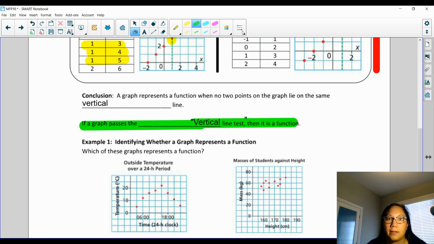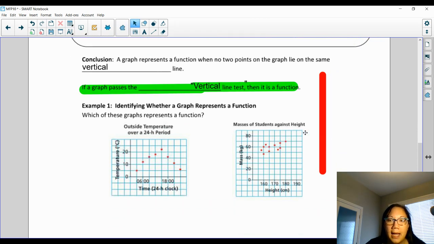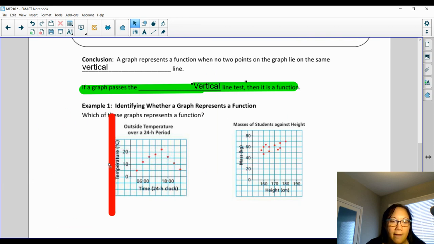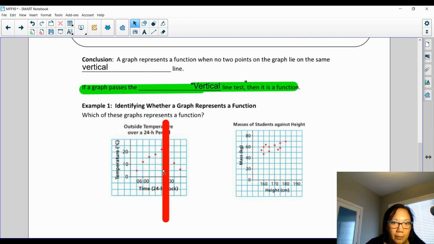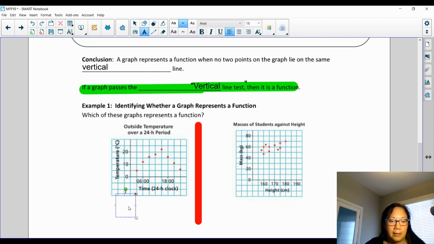Do these graphs represent a function or not? So I'm going to bring out my trusty little pencil here, and I'm going to scan it over this first graph and see if it ever hits more than 1 point at the same time. No, just 1, 1, 1, 1, 1. So that one is okay. So yes, that is a function. So I'm going to go ahead and write that here.